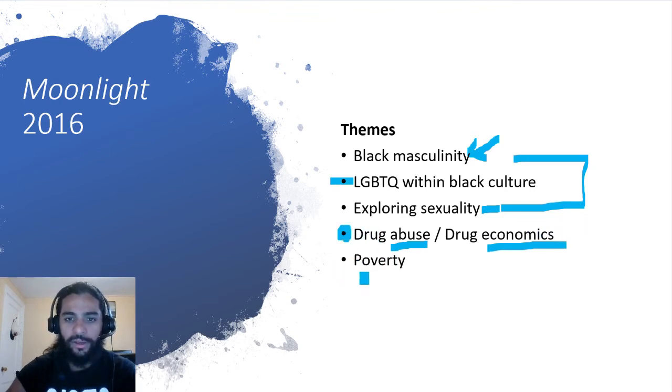And then finally, growing up in a life of poverty. This film takes place in Miami, Florida. Most of it does, at least. And what is it like to grow up in poverty, and what kind of issues are these characters facing? So again, these are the themes of the film. The top three right here: black masculinity, LGBTQ community within the black culture, and young people and adults exploring their sexuality. These are the three main ones that we're going to focus on.